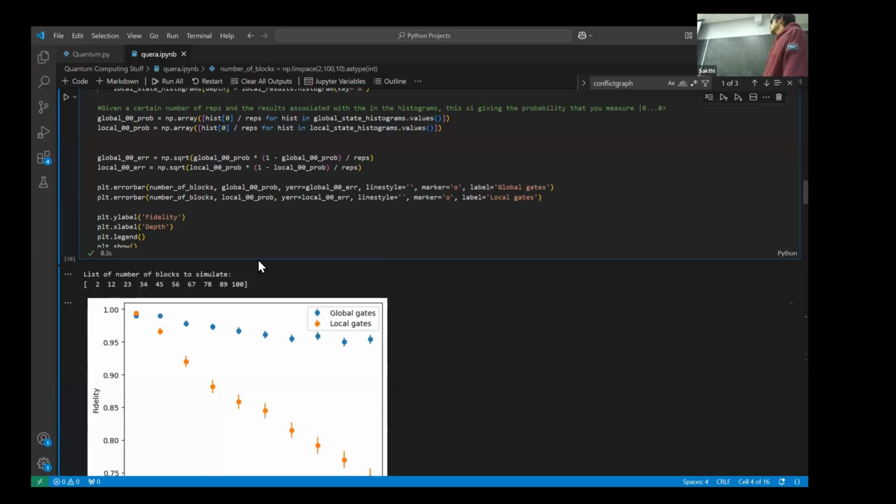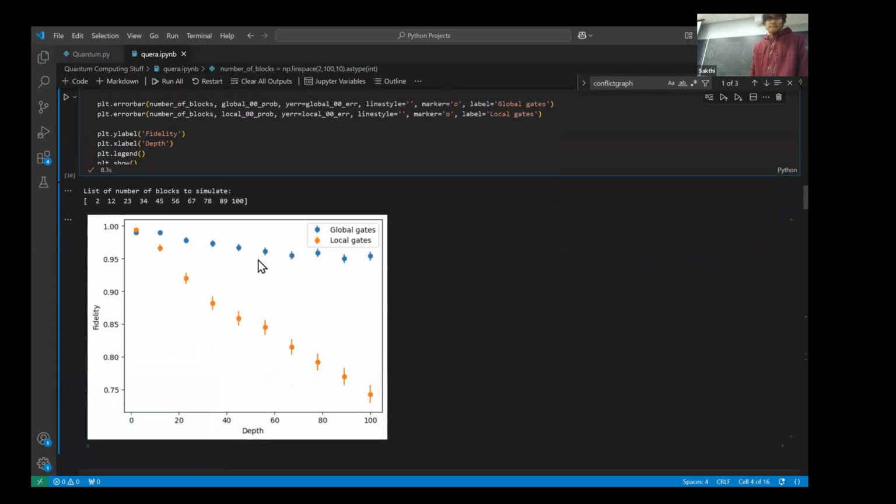So you can see in the global and local gates, other than this one jump here where for whatever reason some error canceled itself out, each of these circuits tends to accumulate errors as you go along the depth, which is just the gates that we're doing. And the local gates accumulate far more errors than the global gates do. This fidelity is essentially saying, hey, if I have my ket zero and I have my final state vector, what's the cosine similarity between the two?